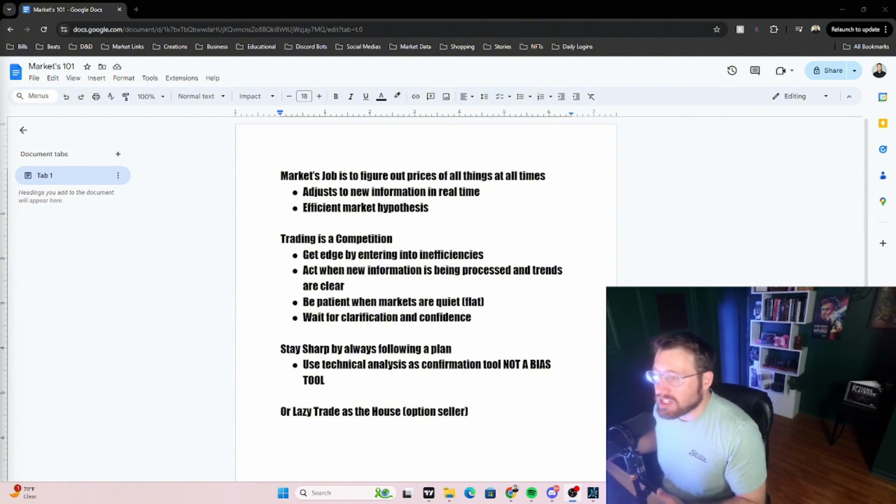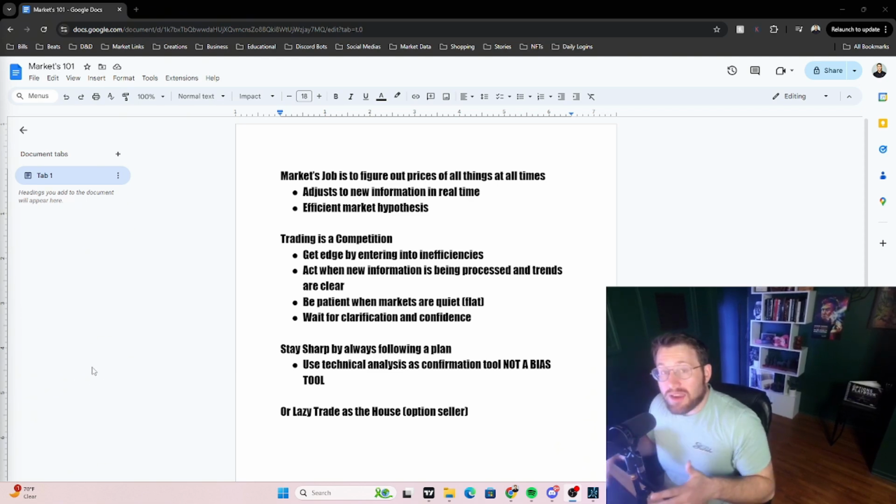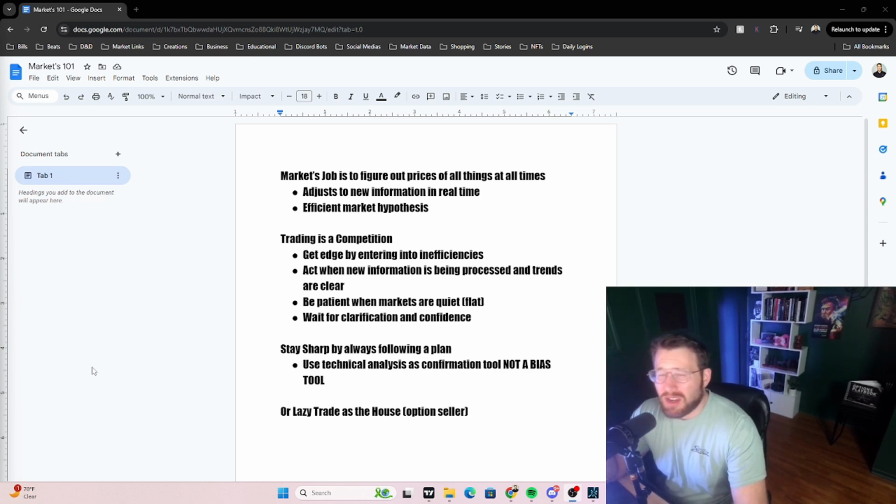When the new information is being processed, it means you're patient when markets are flat, and it also means that you wait for clarification and you wait until you have confidence. Never feel FOMO as a trader because there's a million opportunities. There won't be a once in a lifetime thing. It'll happen again. There's no worries. If a trade looks appealing to you, but you're not certain, let it go. Just wait for the next one.